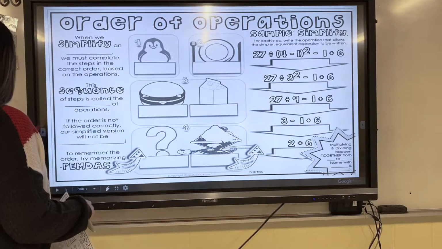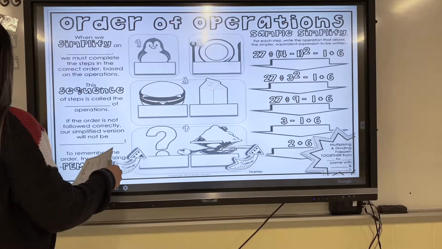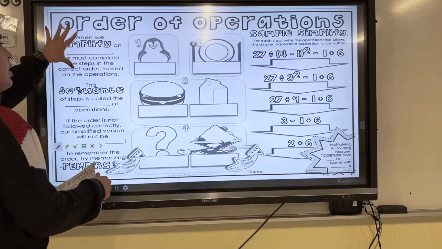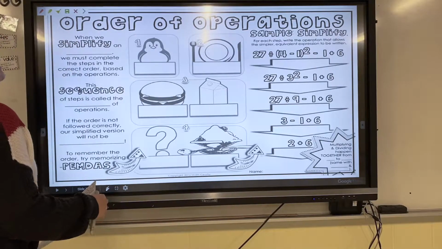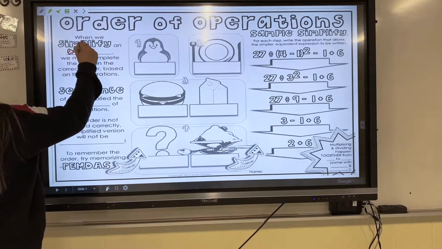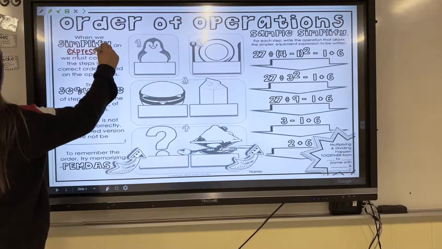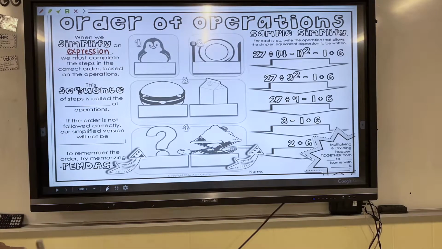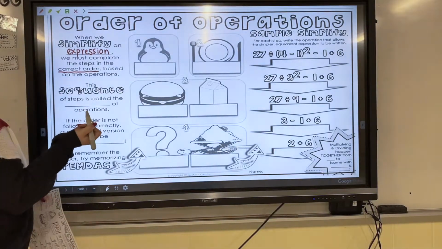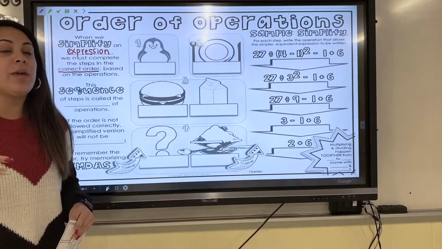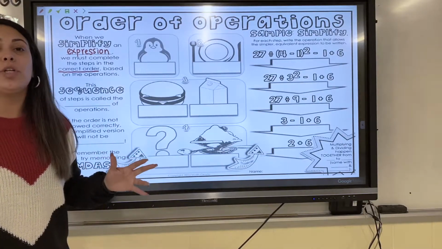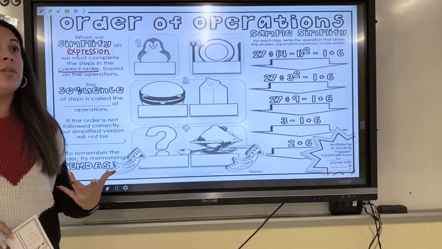Okay, so like I said, we're going to be talking about the order of operations. So we're going to start with this side first. So it says when we simplify an expression, we must complete the steps in the correct order based on the operations. So whenever you're given a problem like what's on the side, you can't just do whichever math you want to do first. There is a specific order that you have to do them in.